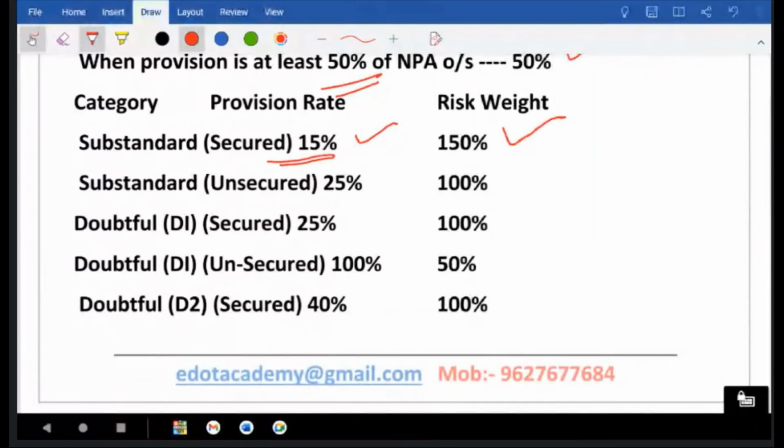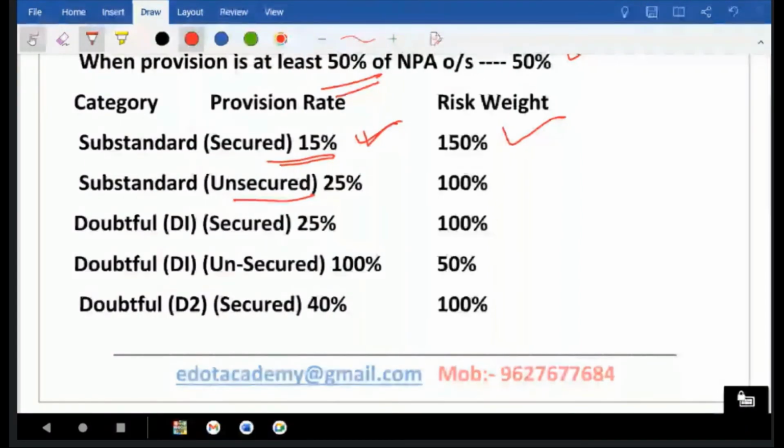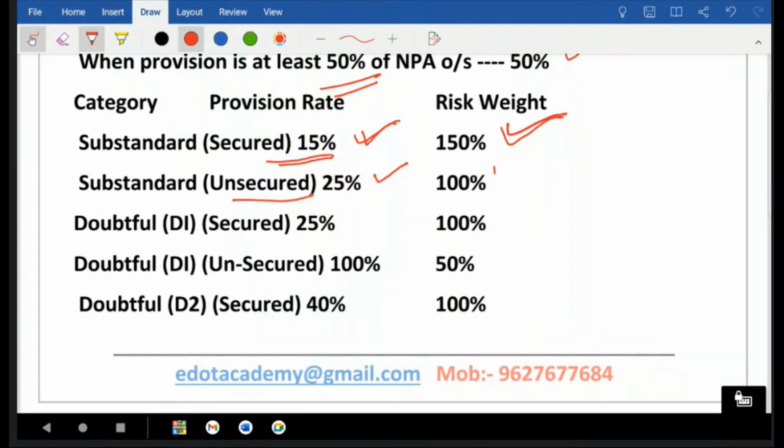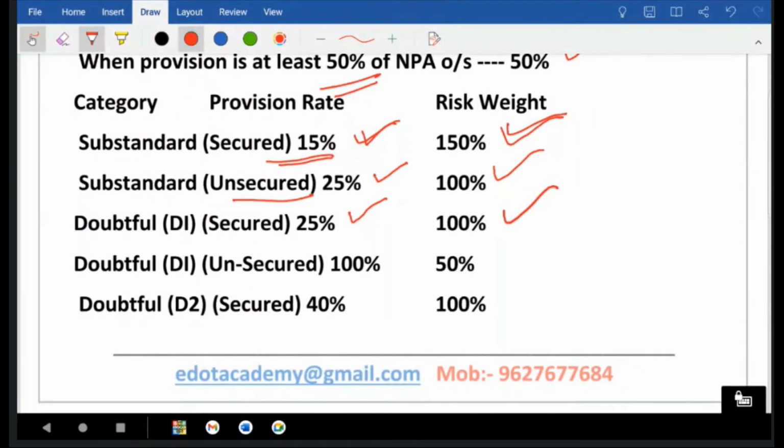Substandard unsecured, so I'll repeat the previous one also. Substandard secured: 15% is the provisioning, risk weight is 150%. Substandard unsecured: provisioning rate is 25%, risk weight 100%. Doubtful D1 secured: 25%, provisioning 100. Doubtful D1 unsecured: 100, 50. So D2 secured, provisioning 40, 100.